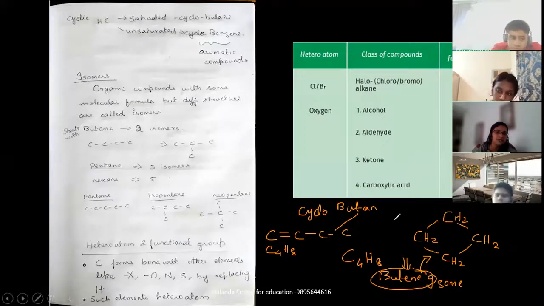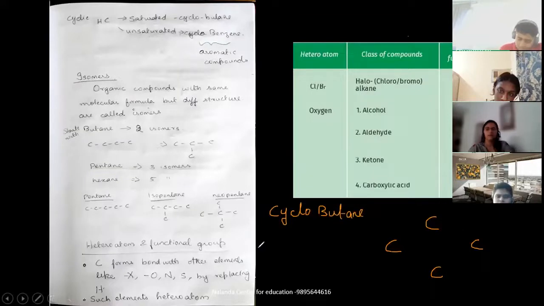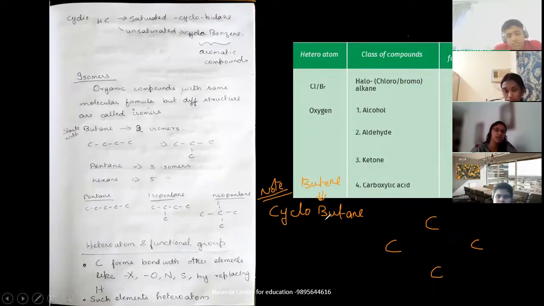Okay, are you guys clear with this? We have to draw the dot structure as well for this. Can you try and draw one for one of the cyclic compounds? For cyclobutane, draw the cyclic structure. Very important question. Cyclobutane, try it out. And write it as a note: isomer of butene can be cyclobutane. And draw the dot structure of cyclobutane.